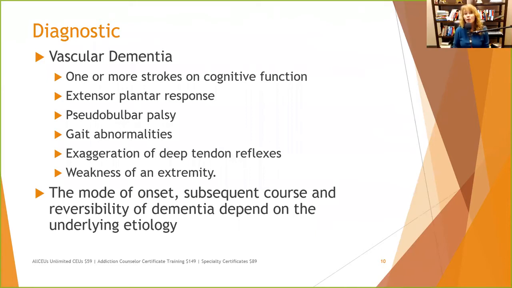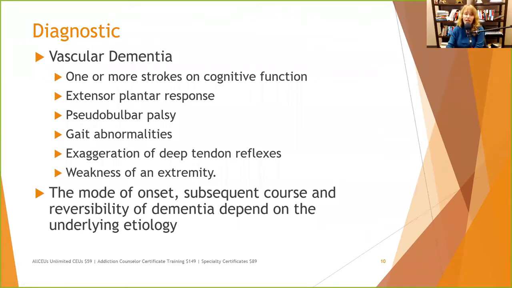But if we're working with a client who's talking about sudden weakness, they can't pick things up like they used to, we notice they've got gait abnormalities, they're shuffling or hiccuping when they walk a little bit, and especially if we also notice that there are cognitive disturbances, then we're going to start being concerned about some sort of dementia, possibly vascular dementia. The mode of onset, subsequent course, and reversibility of dementia depends on the underlying etiology.